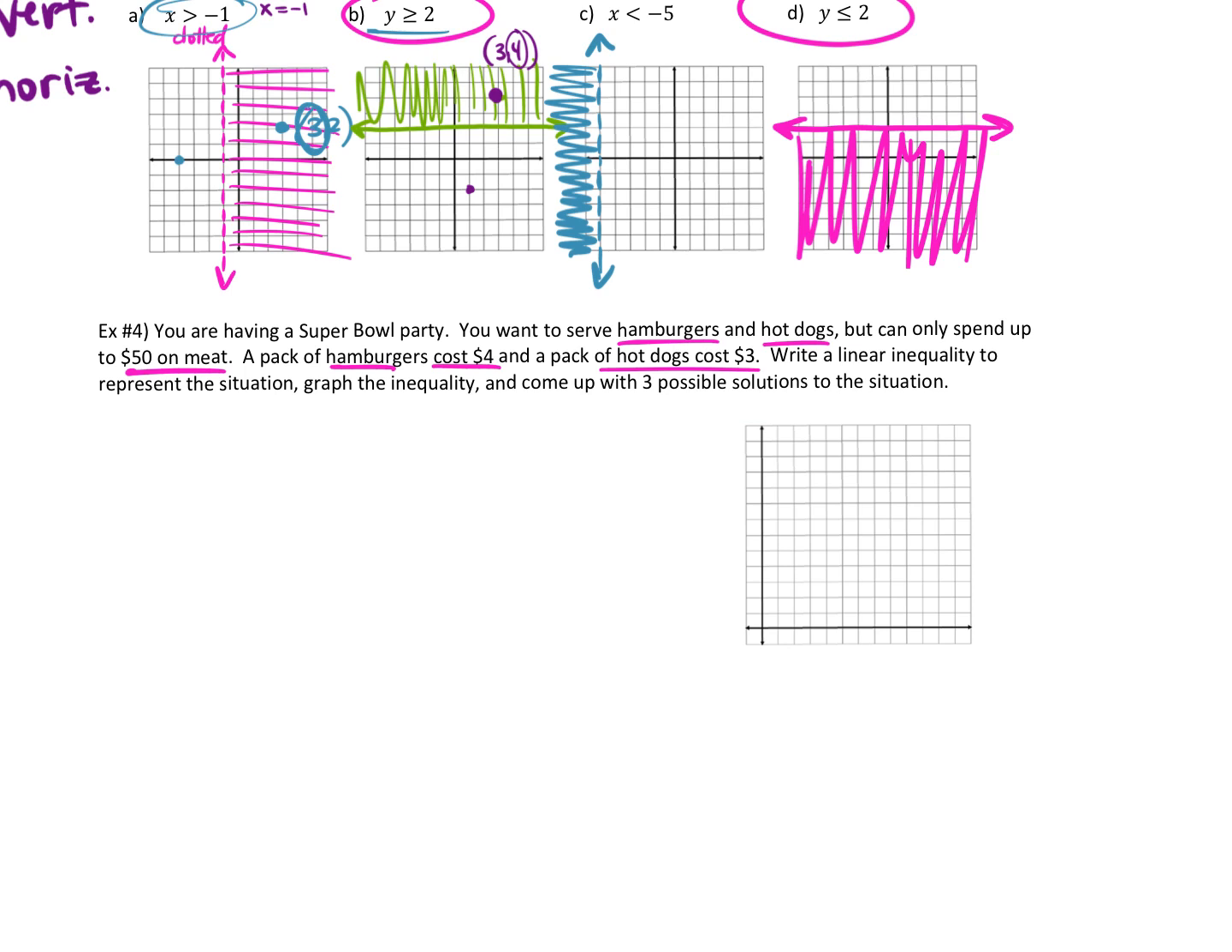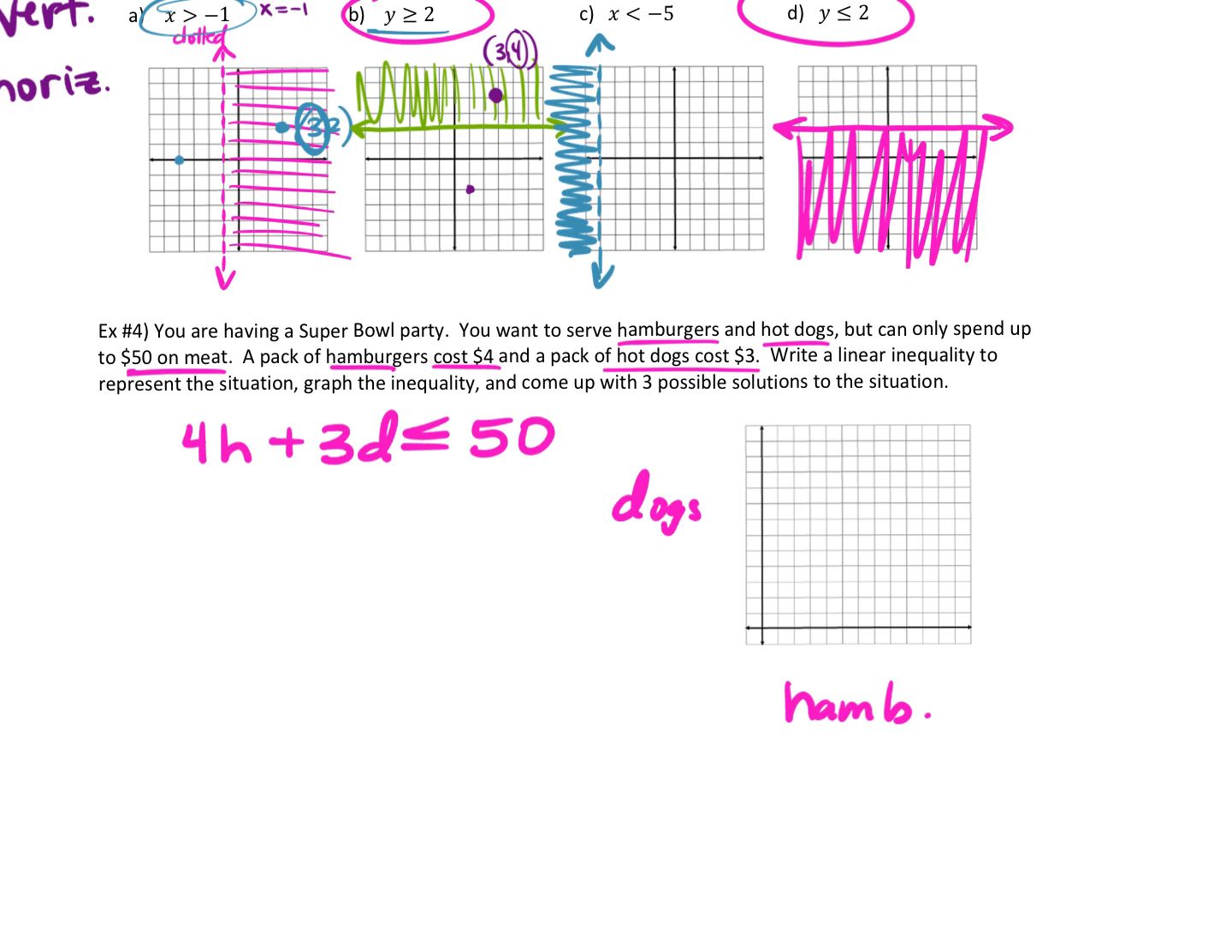So I'm gonna say it's $4 per hamburger plus $3 per dog. And we know that involves the 50. What inequality should go in between there? Less than or equal to. It's got to be less than or equal to $50 when all is said and done. Okay? So I'm going to put hamburgers here. I'm going to put hot dogs here. And we're going to graph this.